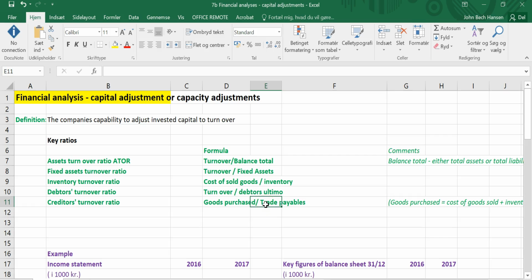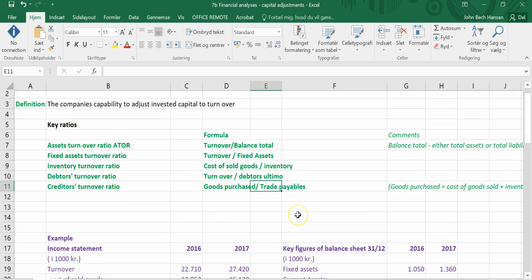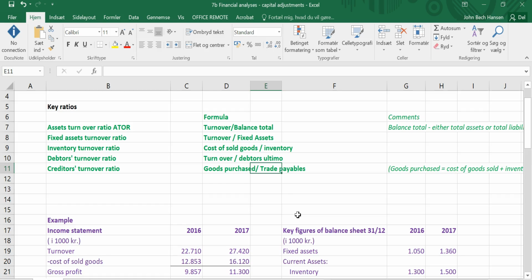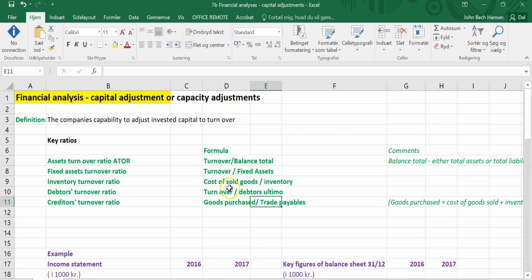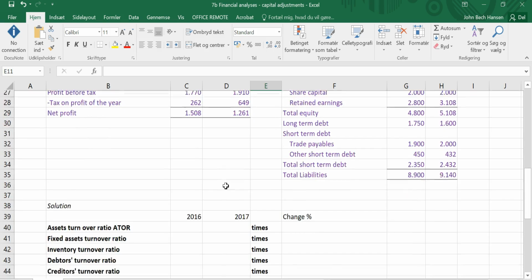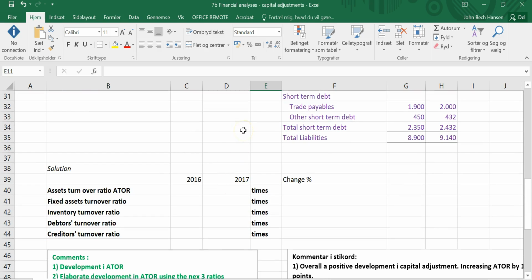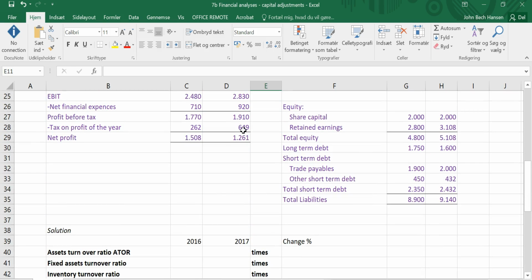Okay? And we would like to have a low figure here for the turnover ratio, because that means that we have a lot standing here on our trade payables. So all these figures can show us how good we are at economizing with the use of the capital. Okay? And we can just make some calculations here.